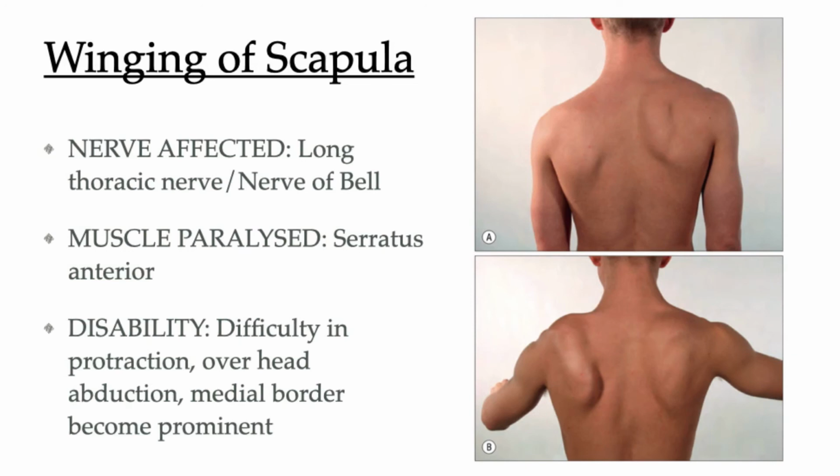Serratus anterior is responsible for protraction of scapula and it also helps in overhead abduction, and hence a patient with paralysis of serratus anterior will have difficulty in protraction of scapula, that is performing pushing and punching movement, and he will have disability in performing overhead abduction. Whenever he tries to do pushing and punching movement, at that time the medial border becomes prominent and hence the condition is called winging of scapula.